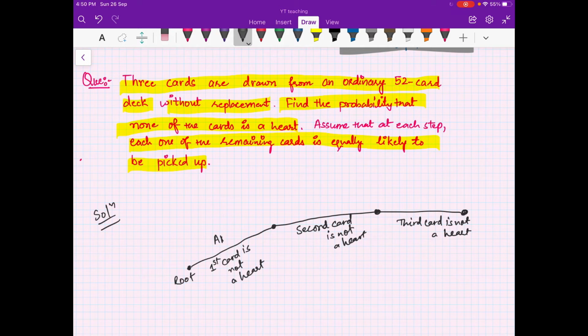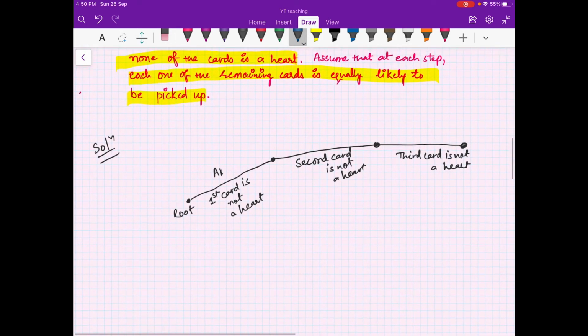Some people must have a confusion: is this the complete tree for this experiment? No. A complete tree would have, when you start from the root, another branch, that the first card is a heart, right? And then from here you will have further branches.